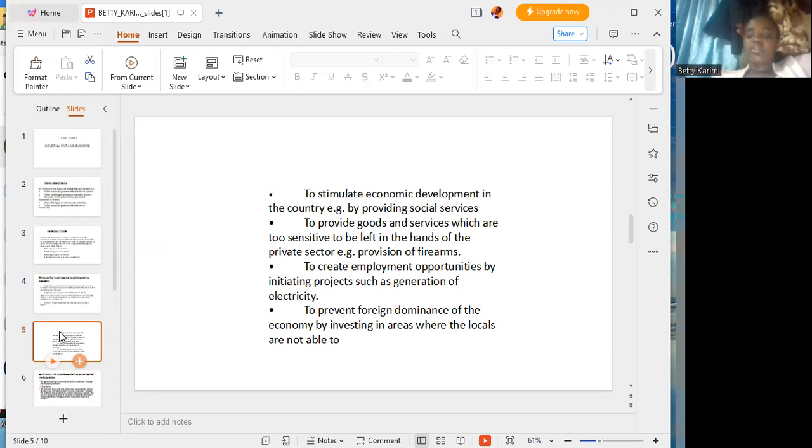To create employment opportunities by initiating projects such as the generation of electricity. When a project is initiated, so many people benefit by getting jobs from that project. And to prevent foreign dominance of the economy by investing in areas where the locals are not able to.